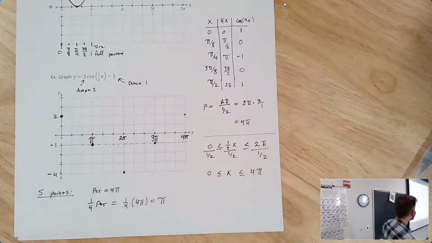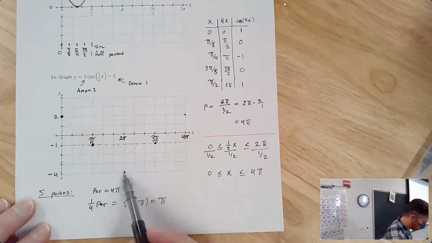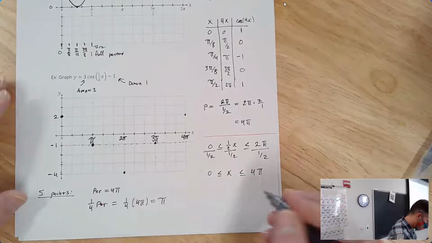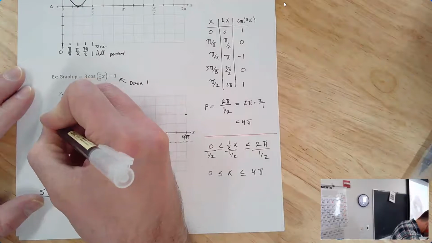Notice I am not at all thinking about the x-intercepts. Yeah, there's going to be some x-intercepts here. It's going to cross the x-axis, but I don't really care about those points. I really care about these 1, 2, 3, 4, 5 points. The cosine is going to look something like this.